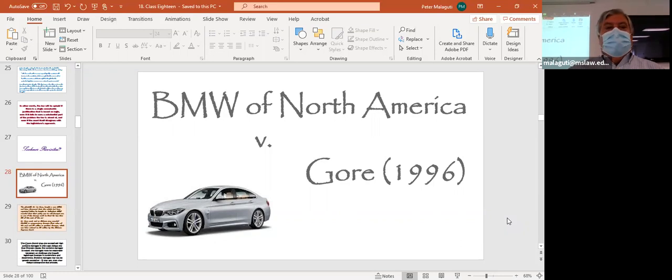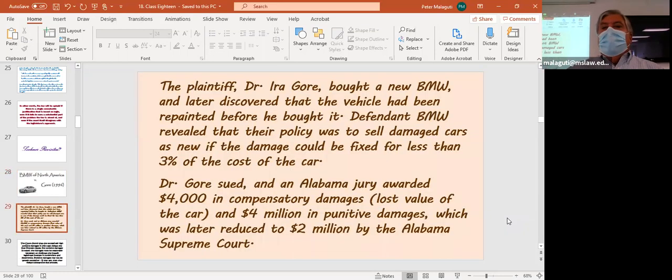And this is a case about a BMW. The plaintiff, Dr. Ira Gore, bought a new BMW. He later discovered that it had been repainted and apparently had been damaged during shipping between the factory and the car dealer. And this was not disclosed to Dr.